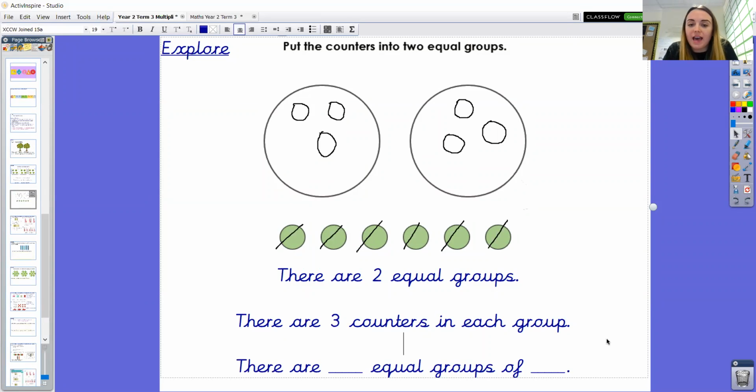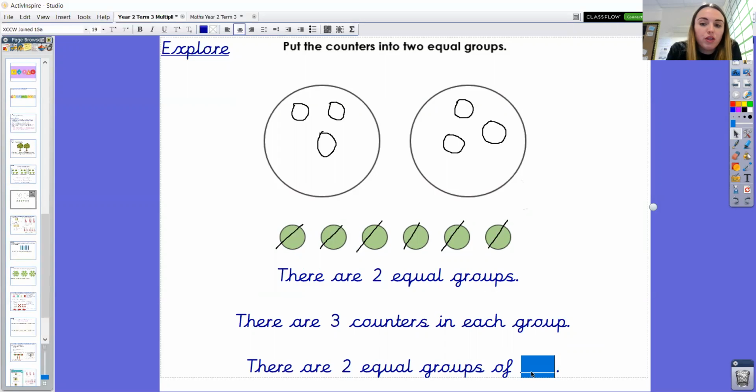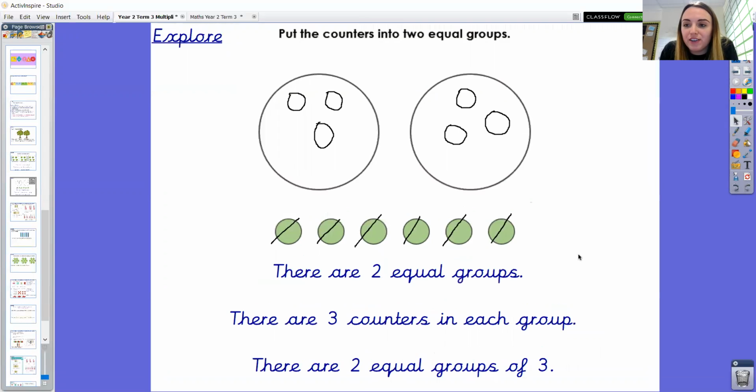Brilliant, well done. Let's say all 3 sentences which describe the picture together. There are 2 equal groups. There are 3 counters in each group. There are 2 equal groups of 3. Well done. What is the whole amount of counters? Fantastic, the whole is 6. Well done, Year 2. You are doing so well this morning.